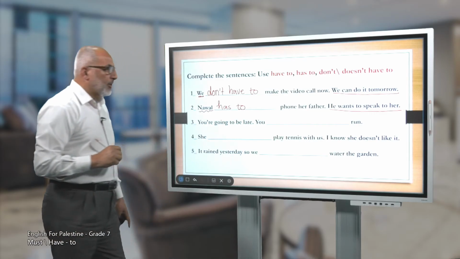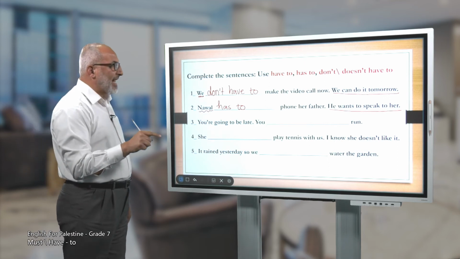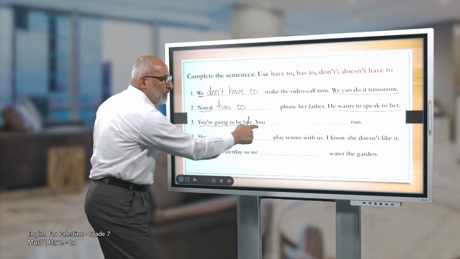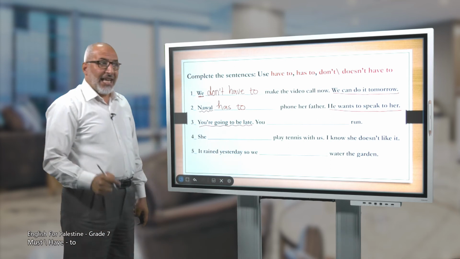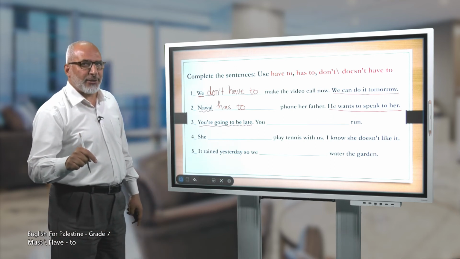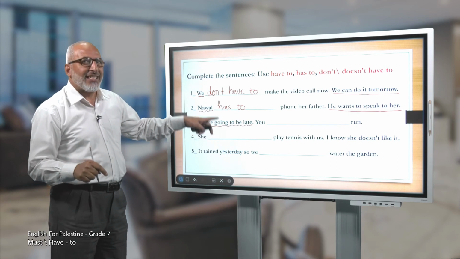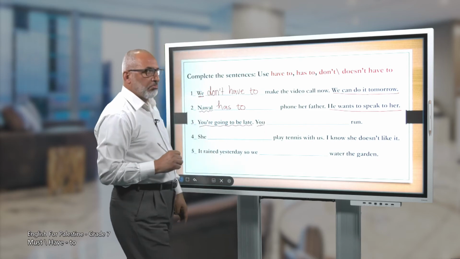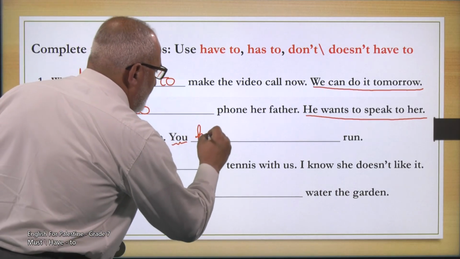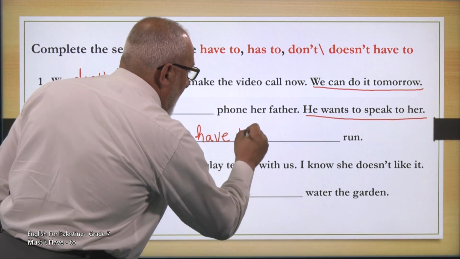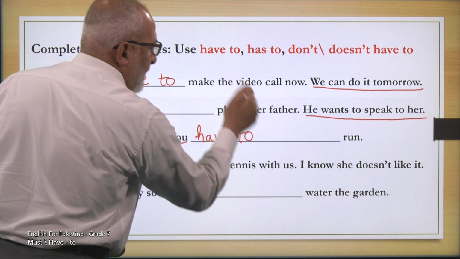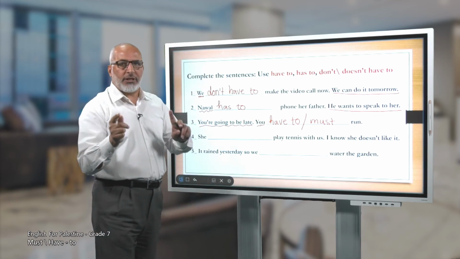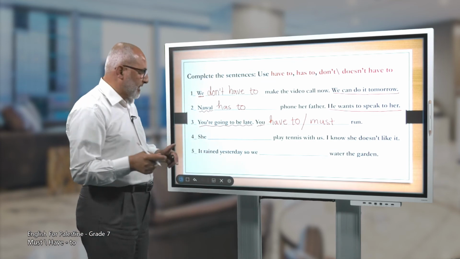Great. Number 3. You are going to be late. So you run. Is it necessary to run or not necessary to run? You are going to be late. It is necessary. The subject here is you, so we use have to. And of course, if we have must here, we can also use must, because as you remember, there is no difference in meaning between have to and must.